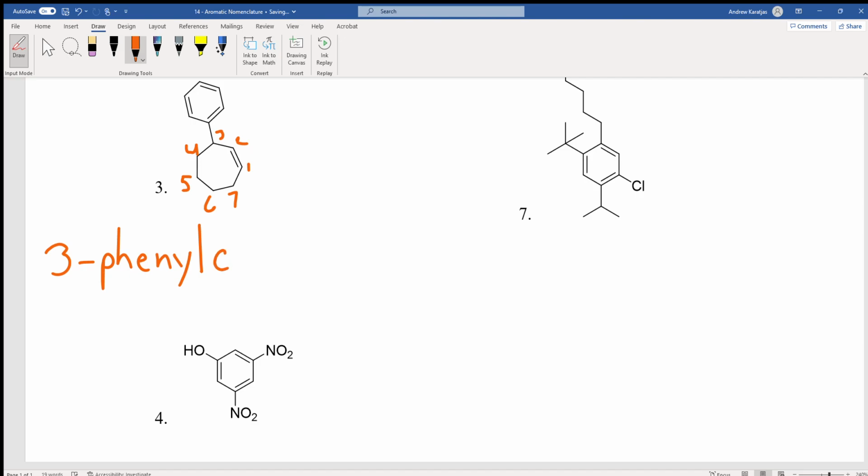So 3-phenylcycloheptene. Again, we don't need a 1 for the alkene because we know that from how we number cycloalkenes that alkene is by definition assumed to be on carbon 1.